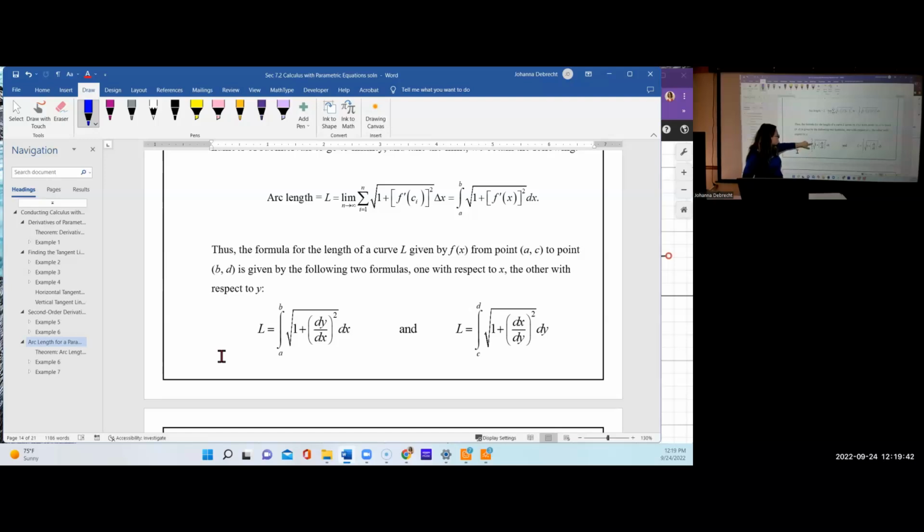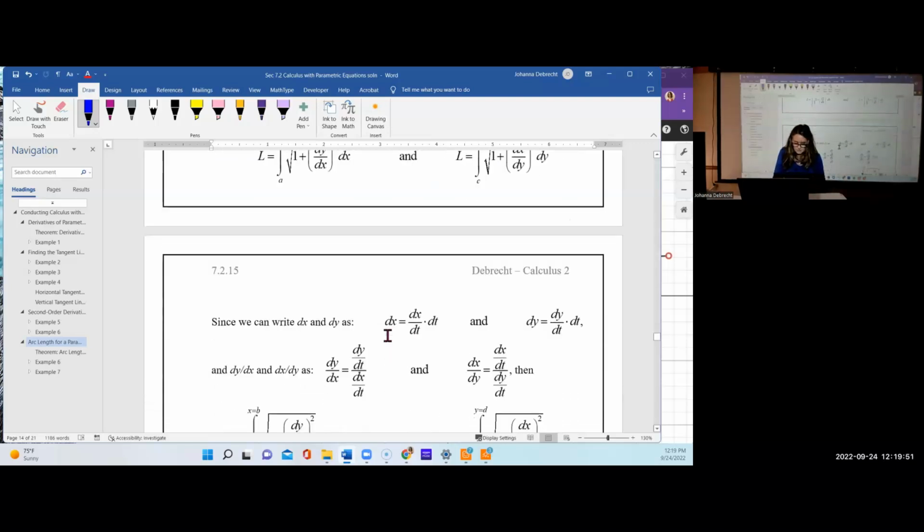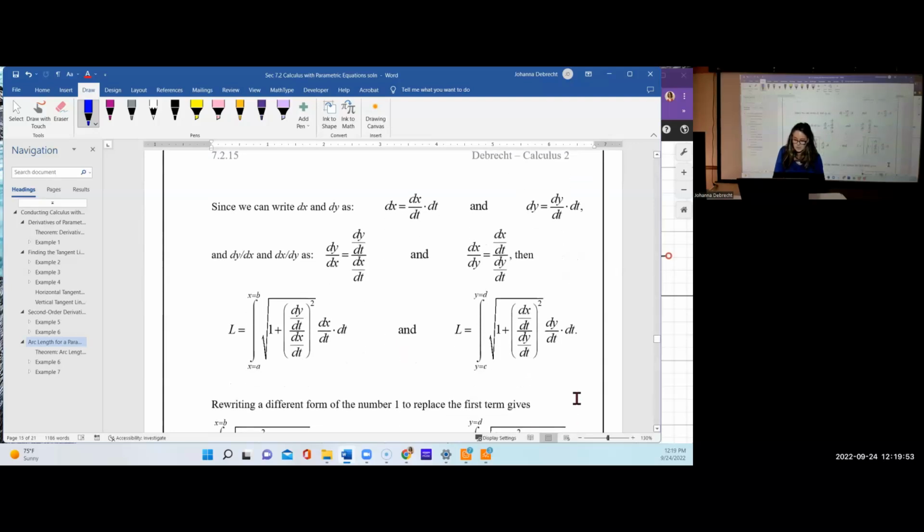So this goes from x equal a to x equal b, or y equals c to y equal d. Those are the same points, two points on the graph. All right, now we're going to manipulate this somewhat algebraically so that we can get something that looks a little bit better. When we manipulate this algebraically, we're going to take dx and rewrite it as dx equals dx/dt times dt.